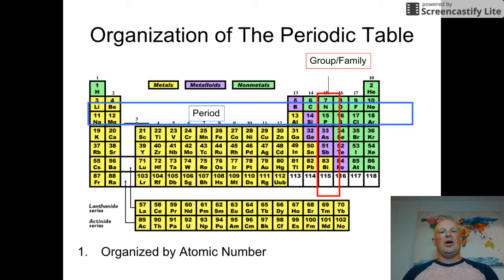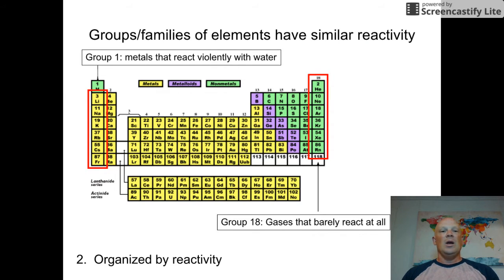You need to know that period is left to right, side to side. Group or family, the names are interchangeable, are up and down. Remember, groups and families have similar characteristics, just like a biological family. A family of people would have certain characteristics, or an animal group or family would have certain characteristics in common. Elements that are in the same group and family have certain characteristics in common with one another. So groups and families have a similar reactivity. They're organized by atomic number.